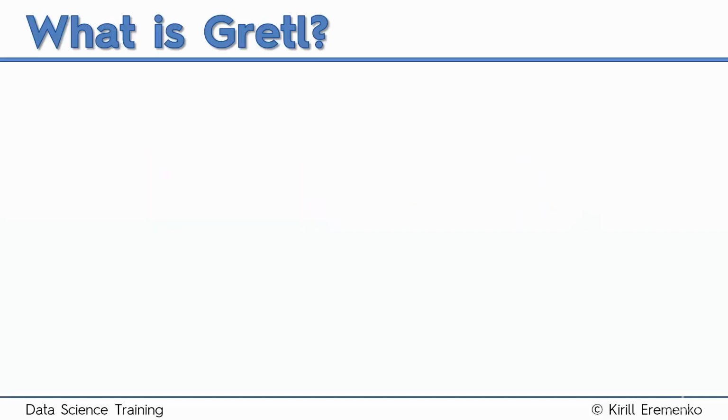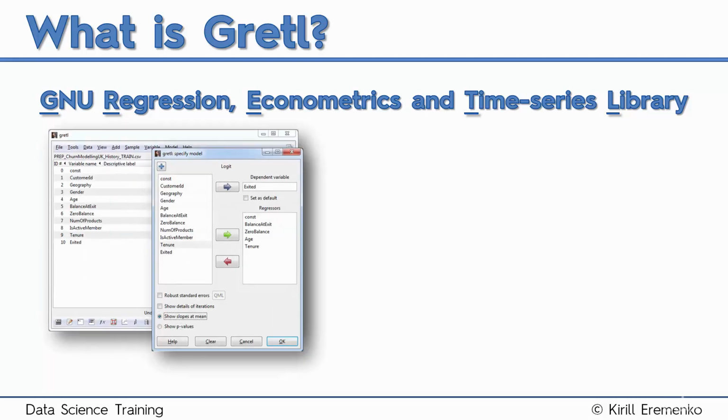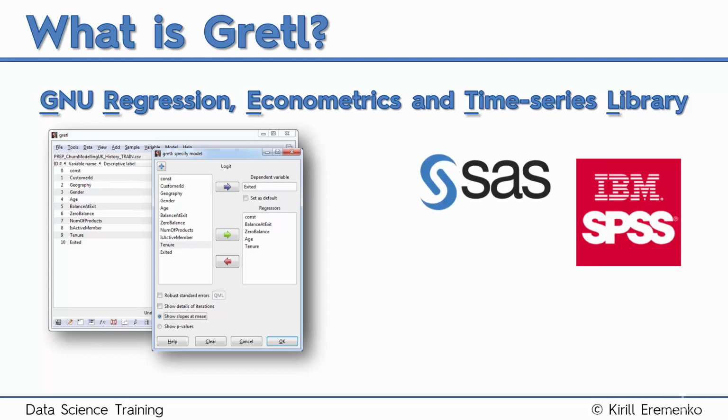What is Gretl? Gretl stands for GNU Regression, Econometrics and Time Series Library. This is a free software package for econometrics analysis, and this is what Gretl looks like on the inside. Those of you who have worked with SAS and SPSS before will notice that it's got a similar interface.